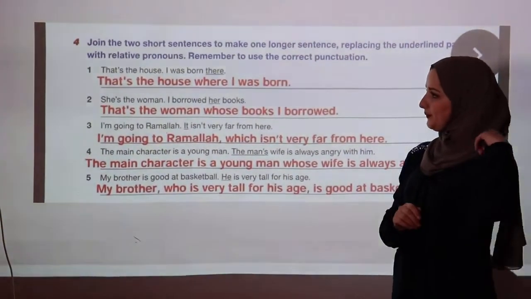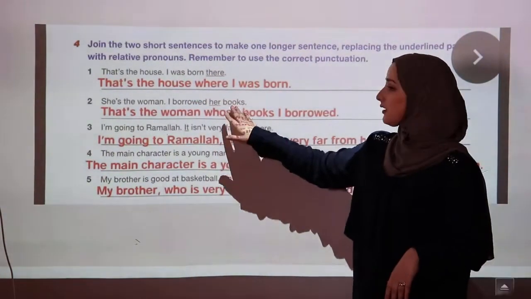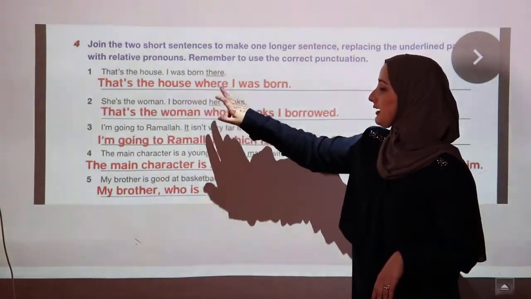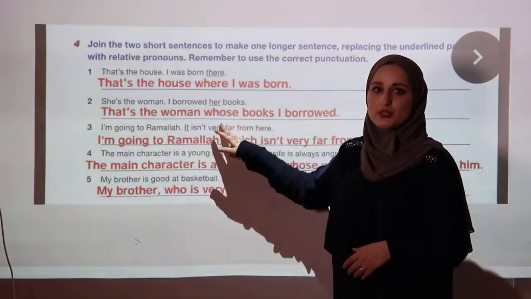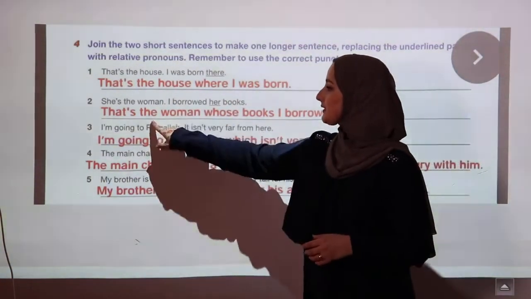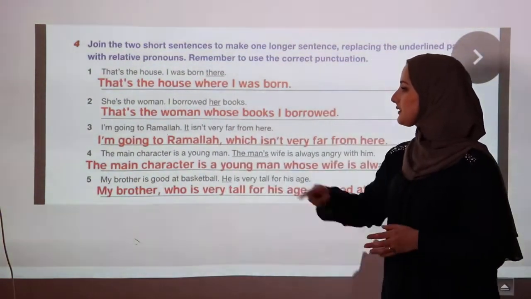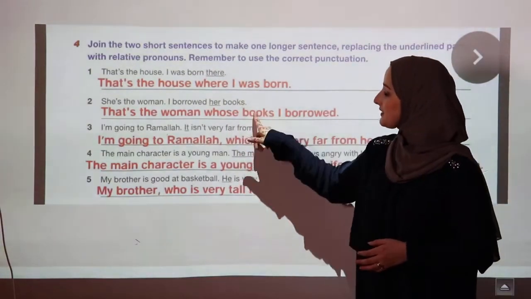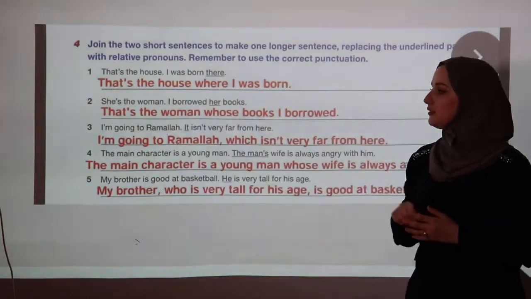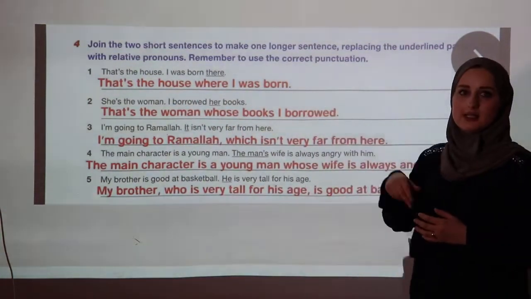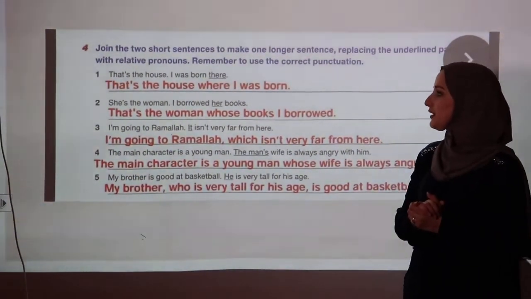Number 2. She's the woman. I borrowed her books. Notice that we have here a possessive pronoun, her books. Then you have to use whose. Let's see how. That's the woman, the main clause. We put whose after the noun it describes, and don't miss the noun that whose modifies, whose books. Whose books I borrowed, full stop. In these sentences, we have defining relative clauses, so you don't have to use any kind of punctuation marks.